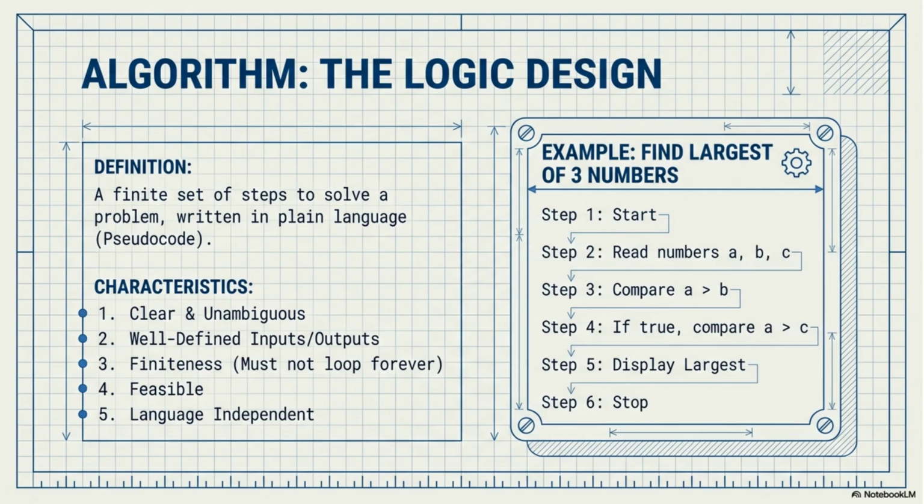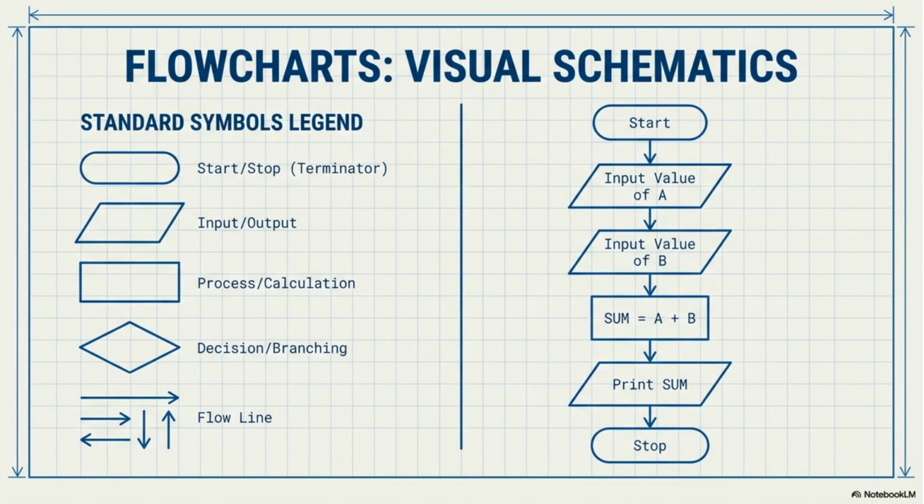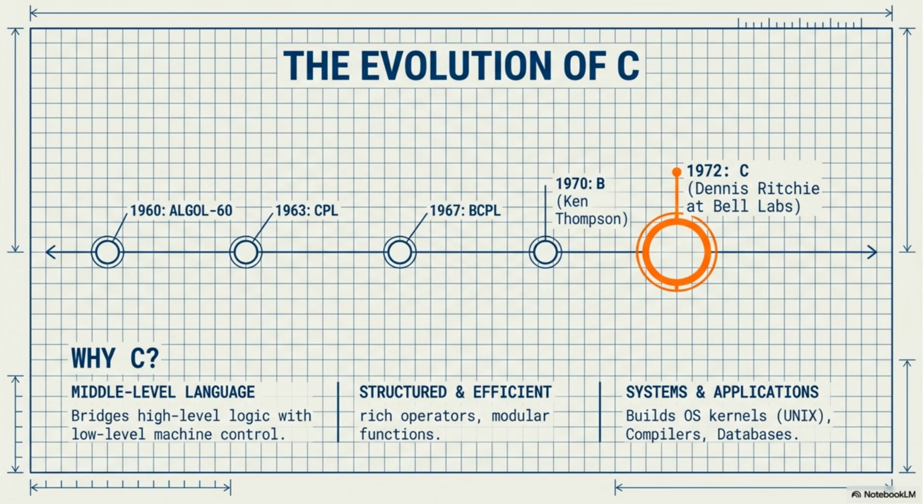An algorithm is the logic design, a clear, unambiguous, finite set of steps to solve a problem. It must be language independent, have well-defined inputs and outputs, and be feasible. Flowcharts are the visual schematics of an algorithm. They use standard symbols like terminators, parallelograms for I/O, rectangles for processes, and diamonds for decisions to show the flow of logic. C was developed by Dennis Ritchie at Bell Labs in 1972.